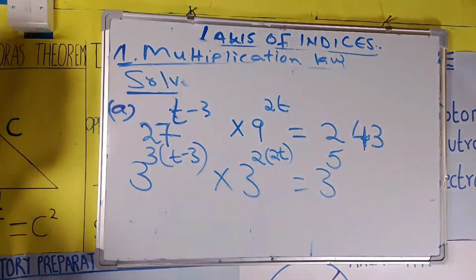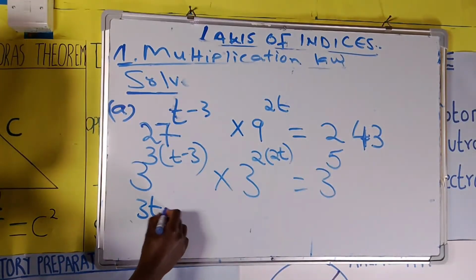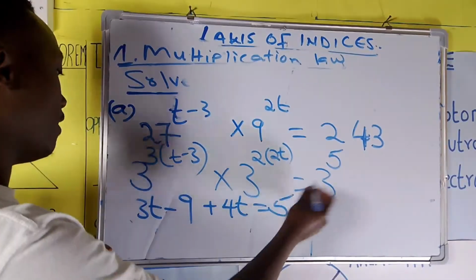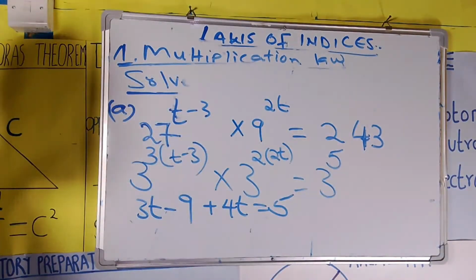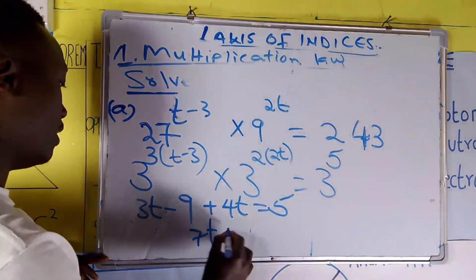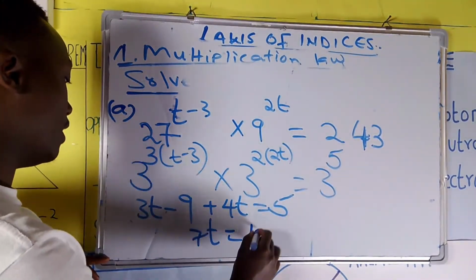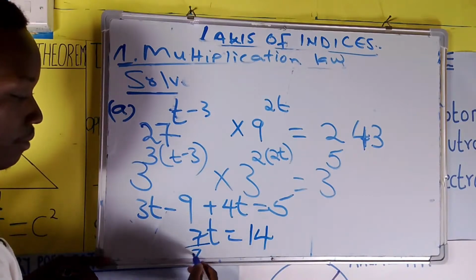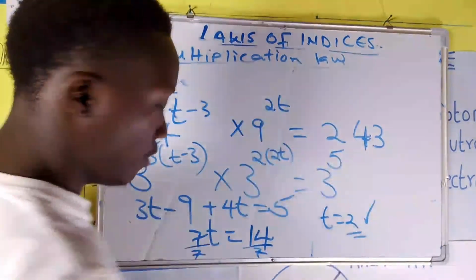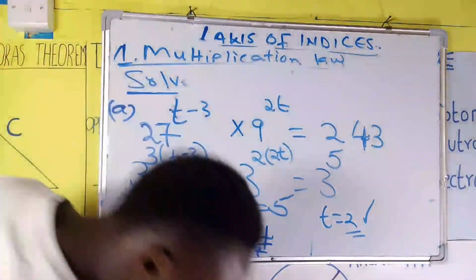So by dropping the base, you will get 3t minus 9 plus 4t is equal to 5. Then by putting the like terms together, you got 3t plus 4t is 7t is equal to 5 plus 9 is 14. And by dividing both sides by 7, you got your t as 2. So that is correct.